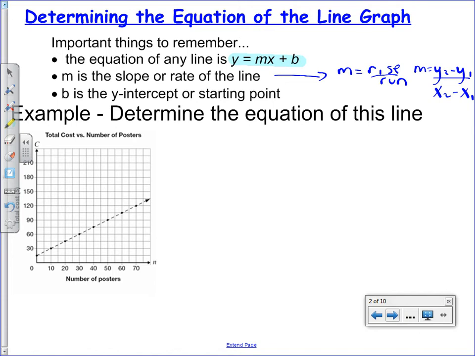So we're going to come up with the equation for this line here. So my first one, my easy one I can figure out here is my b, my starting point. Where is my starting point, Jonathan?